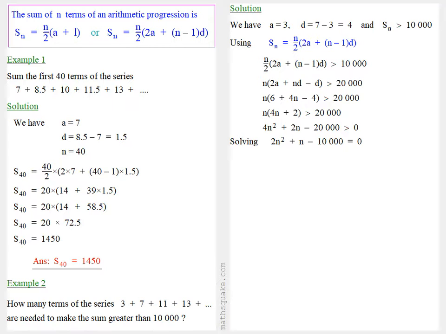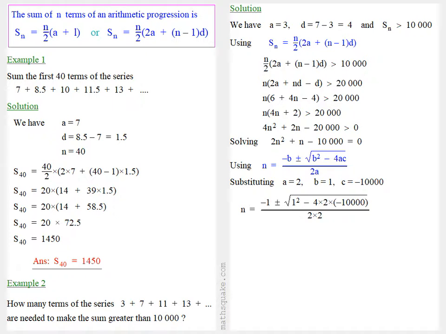Now the easiest way to solve this is if we have a calculator capable of solving quadratic equations. But if not, we can use the quadratic formula. n equals minus b plus or minus the square root of b squared minus 4ac, all over 2a. And we substitute in a is equal to 2, b is equal to 1, and c is equal to minus 10,000.